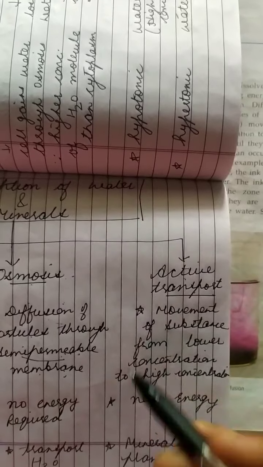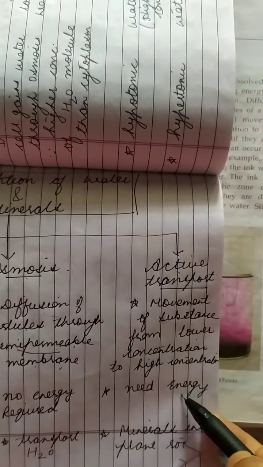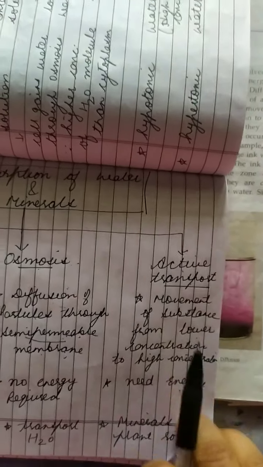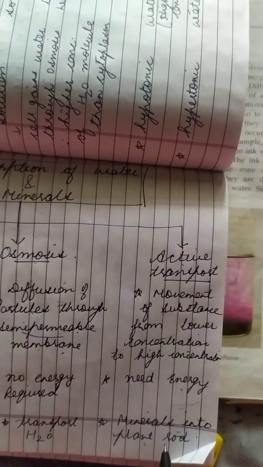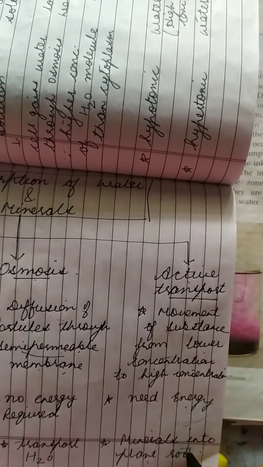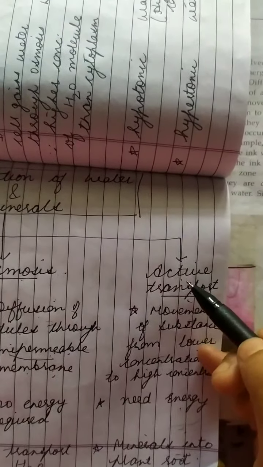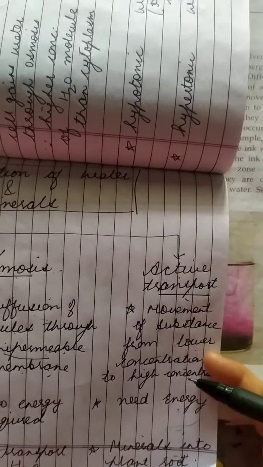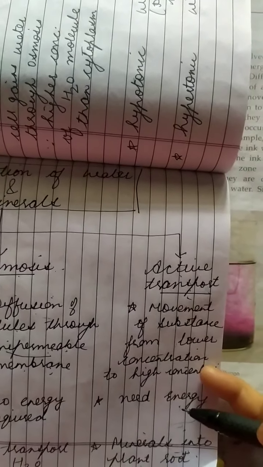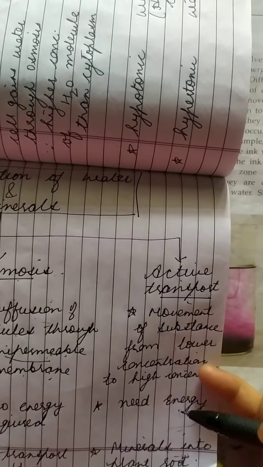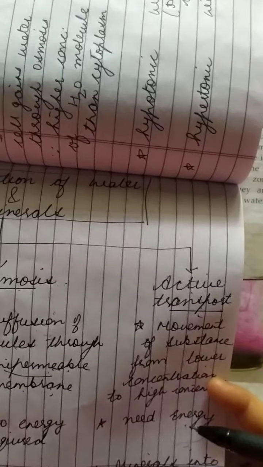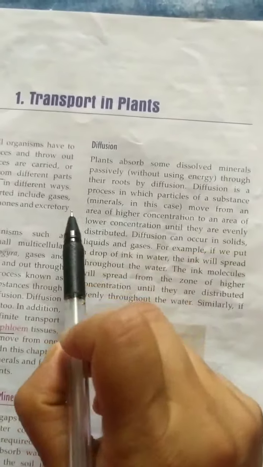So for this process, they need energy, and generally minerals in plants from roots are transported through the process of active transport. For active transport, we need energy, and that energy can be given by the active carriers such as the protein carriers. So from the book we will discuss diffusion.